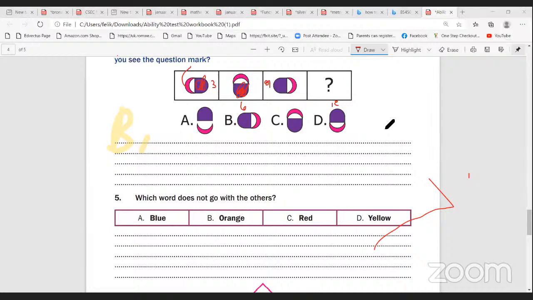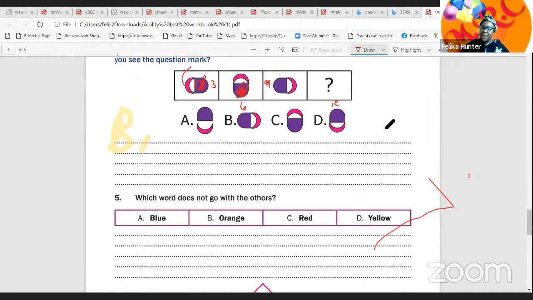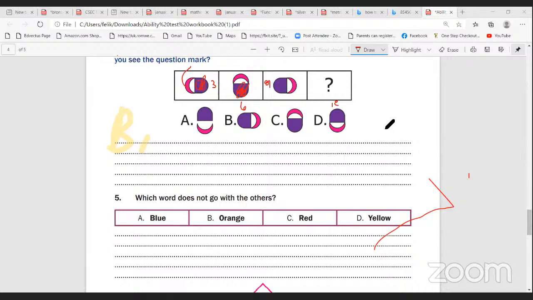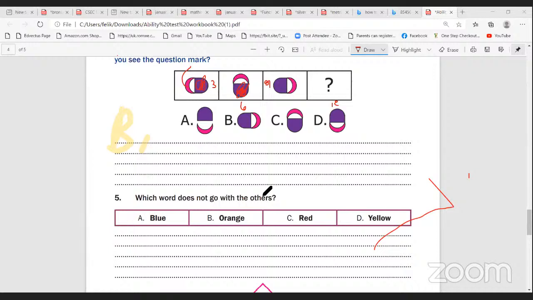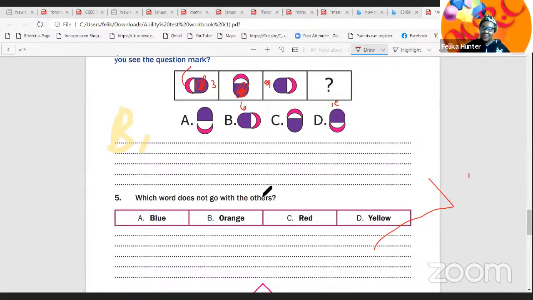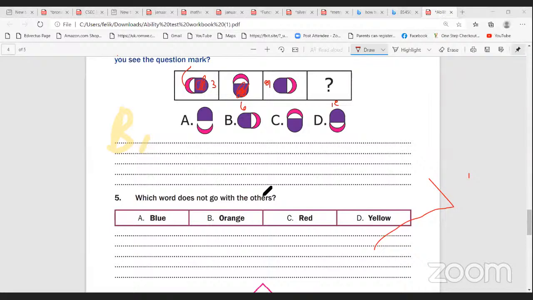Which word does not go with the colors? Hold on, come again, read for me again, honey. Which word does not go with the others? Okay, go with the options now. A, blue, B, orange, C, red, and D, yellow. Awesome. All right. Thank you, my darling.